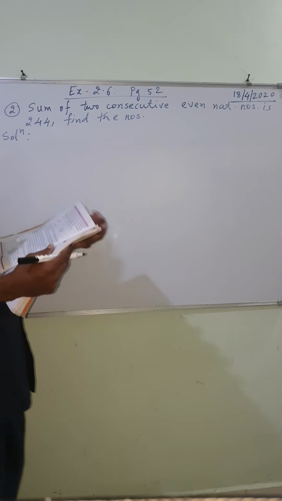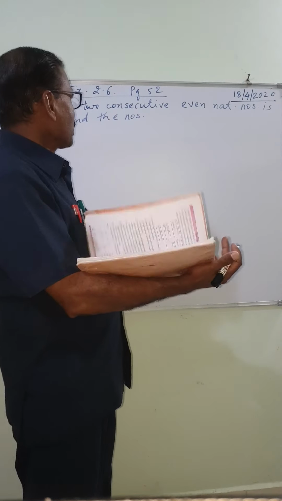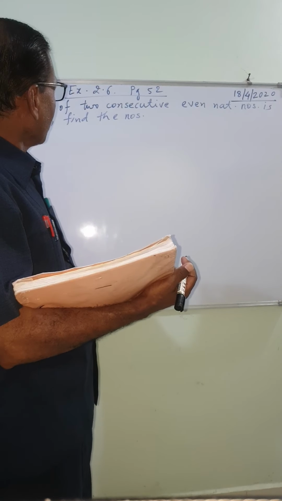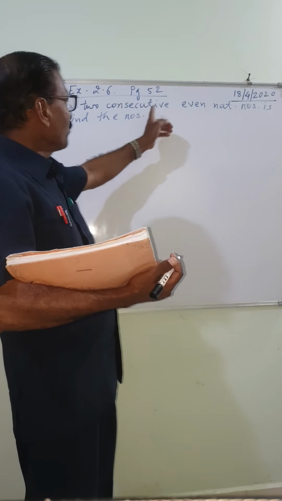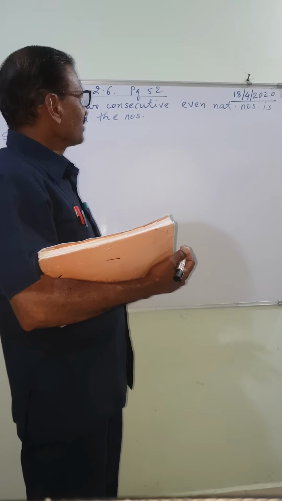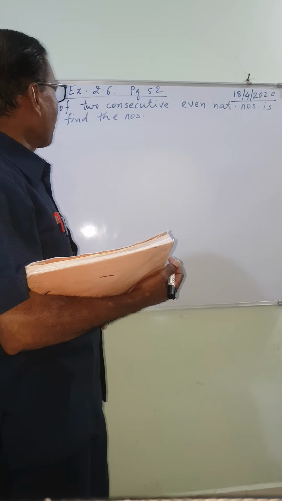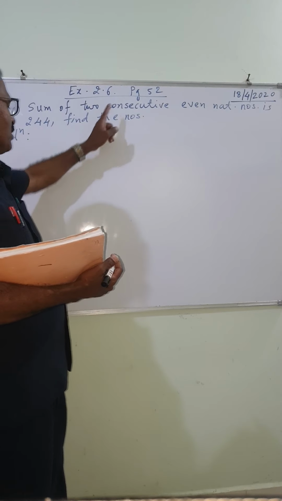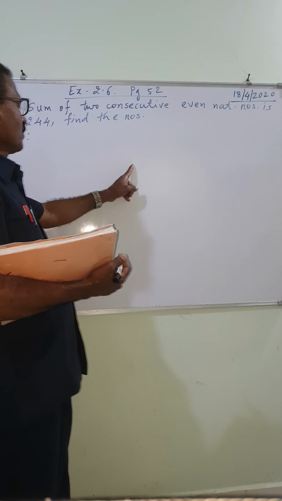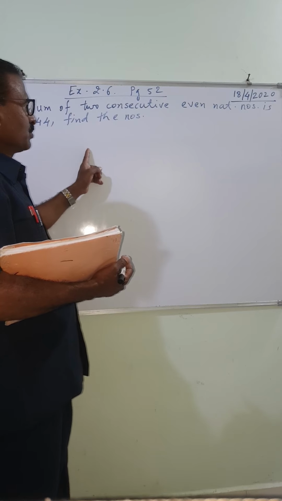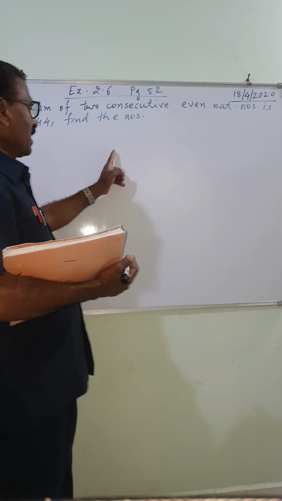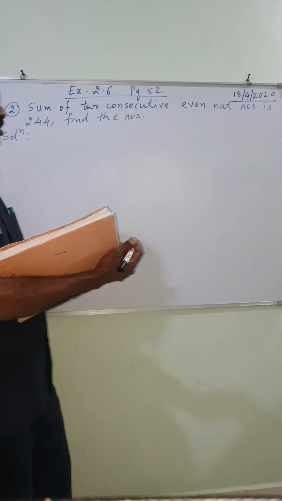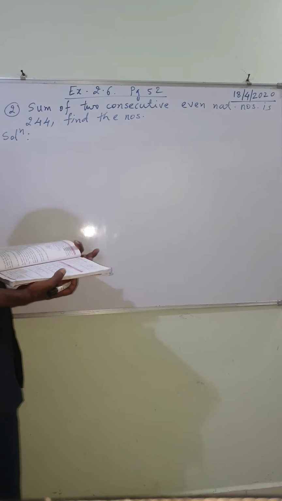Now, as we know, natural numbers are 1, 2, 3, 4, 5, 6, etc. And even natural numbers are 2, 4, 6, 8, 10, etc. Now, consecutive natural numbers means one after the other. The first natural number is 2, the next natural number is 4, and the next natural number is 6. That means the difference between two consecutive even natural numbers is always 2.